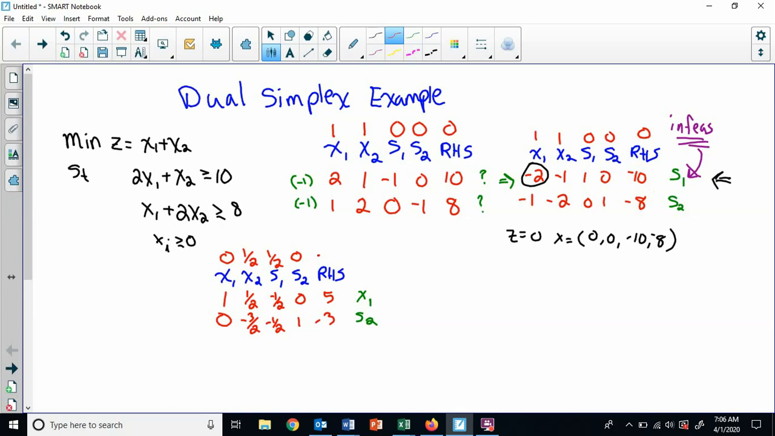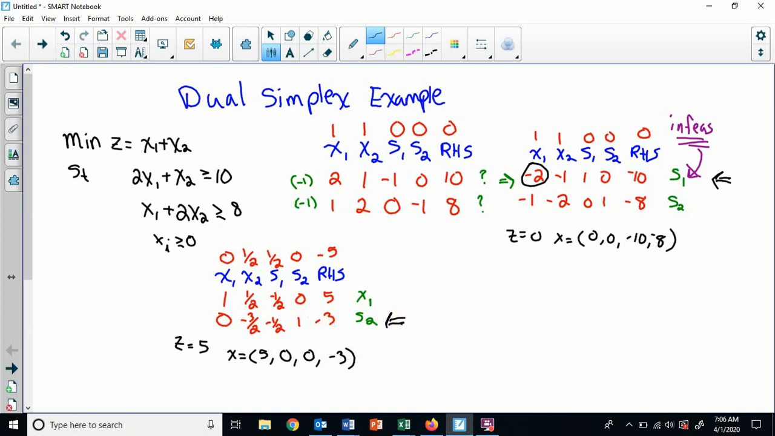But remember, we're doing a minimization problem. So let's see where we are. So that z is opposite signed. We're at 5 right now. Let's see what x value we're at. x1 is now taking value 5. x2 is non-basic, so 0. Slack 1 is non-basic. And slack 2, it has value negative 3. So we're still infeasible. So we're going to do a dual simplex pivot.